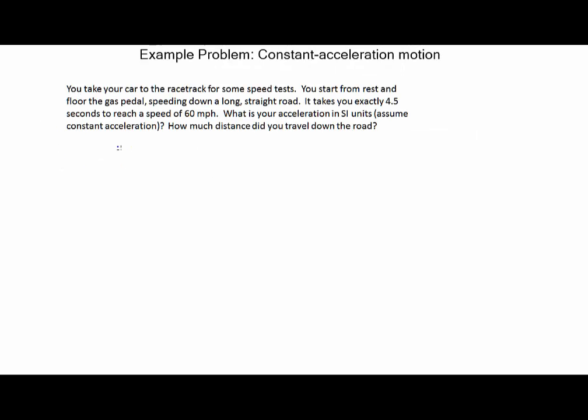Okay, here's the specific problem we are looking to tackle today. In this example, you take your car to the racetrack for some speed tests. You start from rest and floor the gas pedal, speeding down a long, straight road. It takes you exactly 4.5 seconds to reach a speed of 60 miles per hour. That's the information given, and the two questions are, what's your acceleration in SI units, and how much distance did you travel down the road?